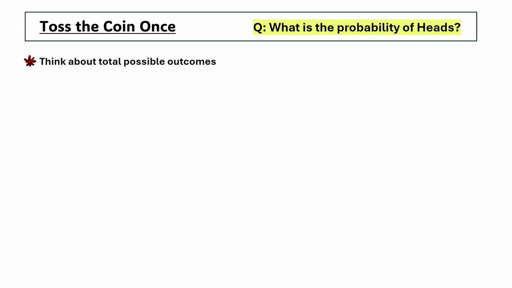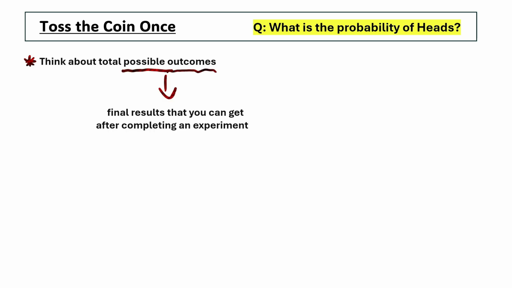Now for our first experiment, suppose we toss the coin once, only once. And our first question is, what is the probability of coin landing on heads? So whenever you're solving problems with probabilities, you first want to think about the total possible outcomes from the experiment. In this video, possible outcomes are the final results that you can get after completing an experiment.